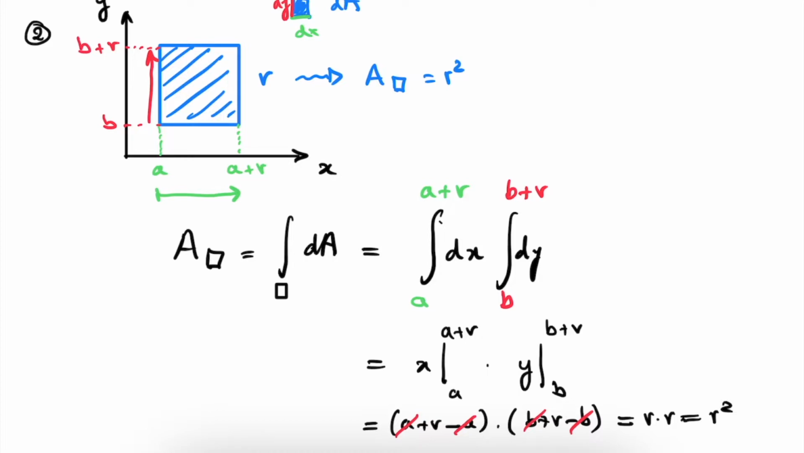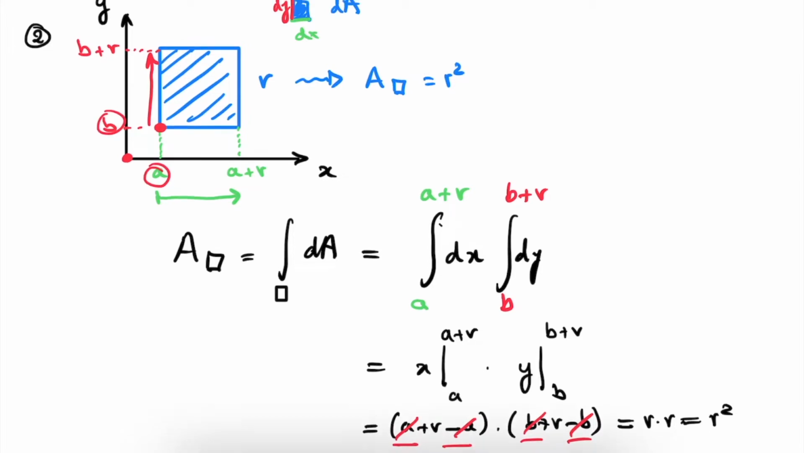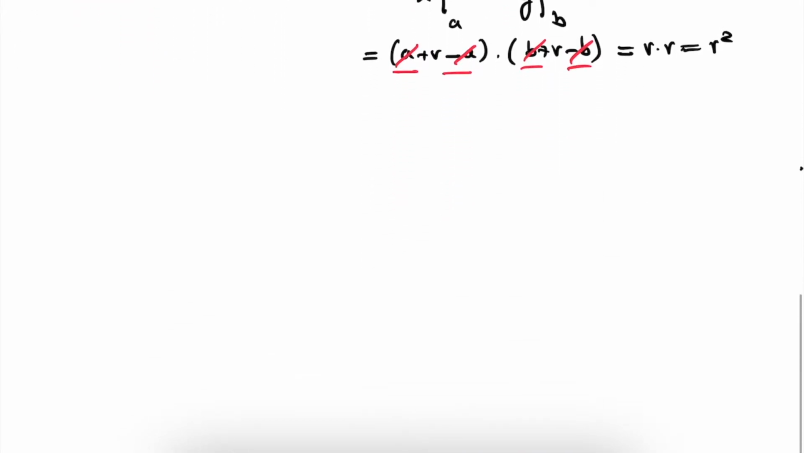Now, these a's and b's dropping out clearly shows that it didn't matter that we put our square not in the origin of our coordinate system. These coordinates a and b will always drop out. Before we go to polar coordinates, let's first consider a more difficult exercise in Cartesian coordinates.